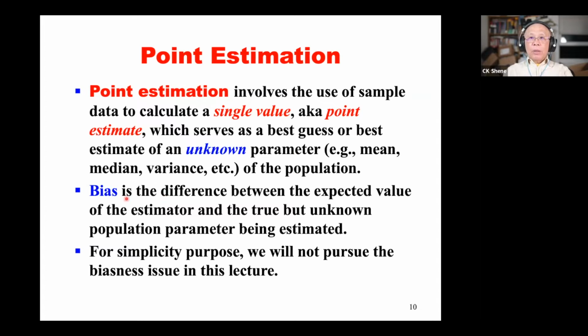The bias is the difference between the expected value of the estimator and the true but unknown population parameter being estimated. For example, we choose a random sample from which we calculate the mean value, and we don't know the true mean value of the population. And hopefully the calculated mean value, that is the point estimate of the unknown mean value, is the same. So the difference between the point estimate and the true value is referred to as the bias.